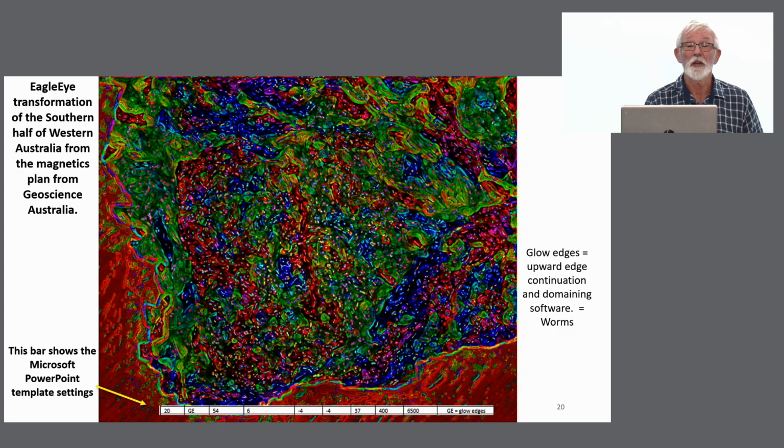Here's a little bit of counterintuitive stuff that I use, which actually is the secret to getting the fine detailed structures. And of course I came across it by accident as I was fiddling around on the computer, just seeing what all the buttons did. And effectively, it's a button called glow edges. And I've been told, and I've seen that it's an upward edge continuation, and also domains the areas, which in layman's terms was the old worming program. And I've used it plenty of times in other things.